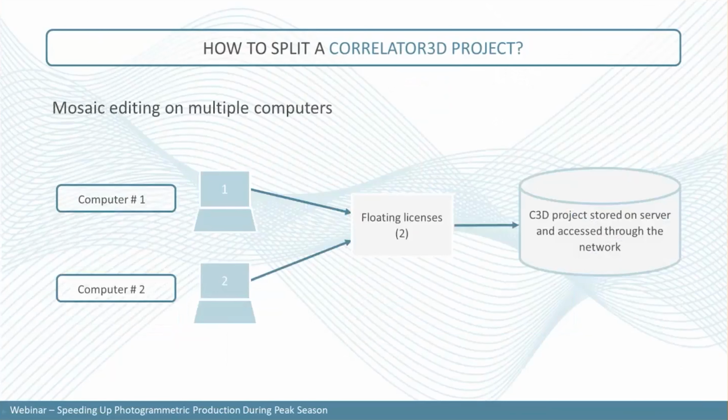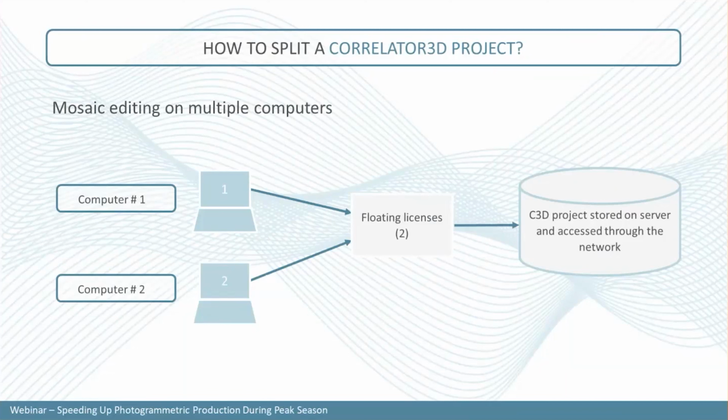The last way you can divide a project is, let's say you have access to a floating license where you have two instances on the floating license, and your project is stored on the network or on the server. For the mosaic, you can split the mosaic into multiple blocks. When you create the mosaic, you can tell the software, well, I want to have two different blocks of mosaic. So when I'm doing the seam line editing, I can have two people at the same time editing different blocks. So that's one way to tackle seam line editing.